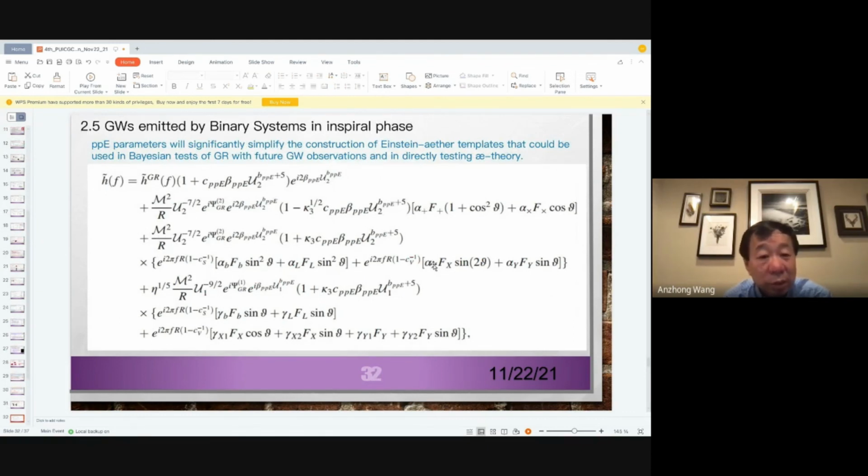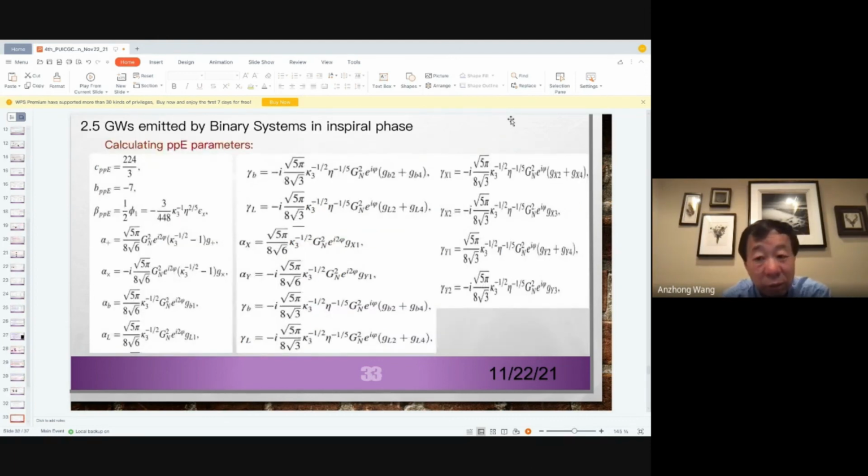Of course, we also calculated the phase difference and the amplitude difference of gravitational waves. This looks complicated because there are a lot of effects. So we show you that once we get this difference, we can compare the theory with observations. We calculate all the PPE parameters, so it's ready to fit with observations once we observe gravitational waves emitted from the inspiral phase.